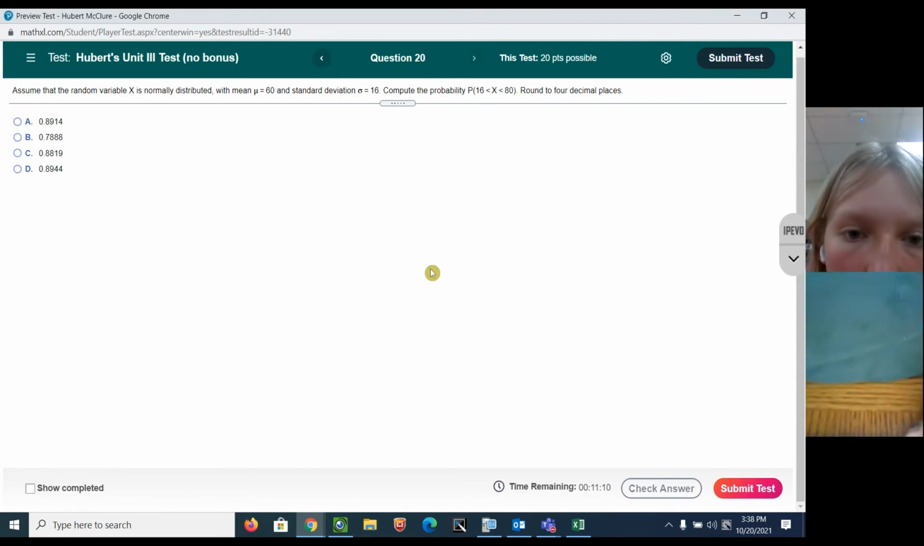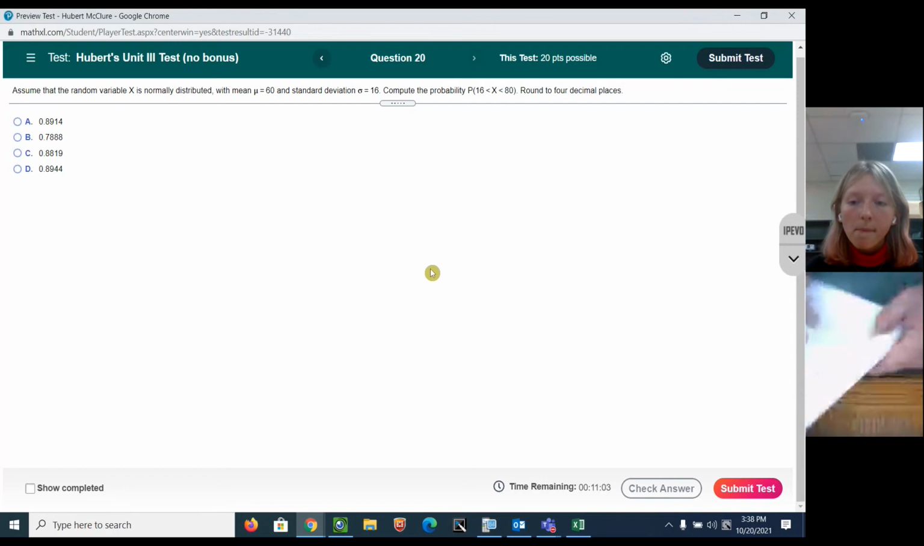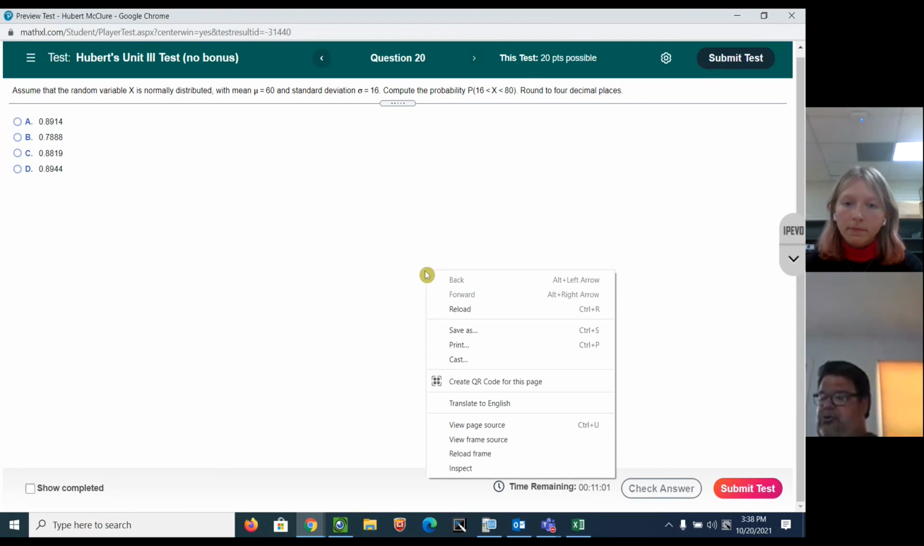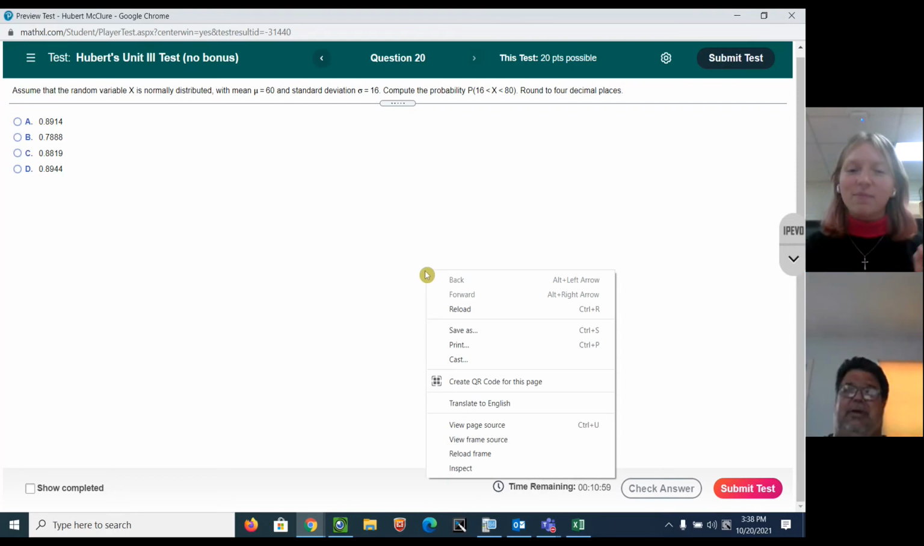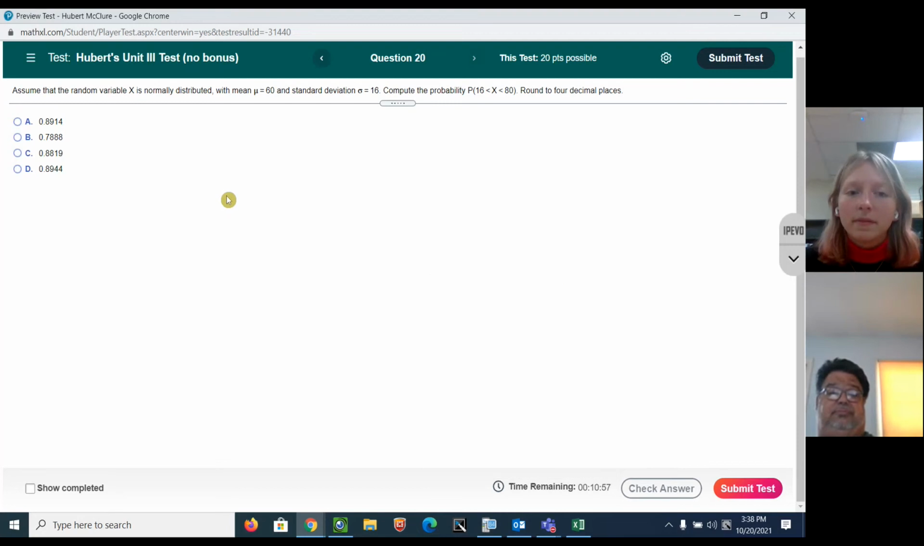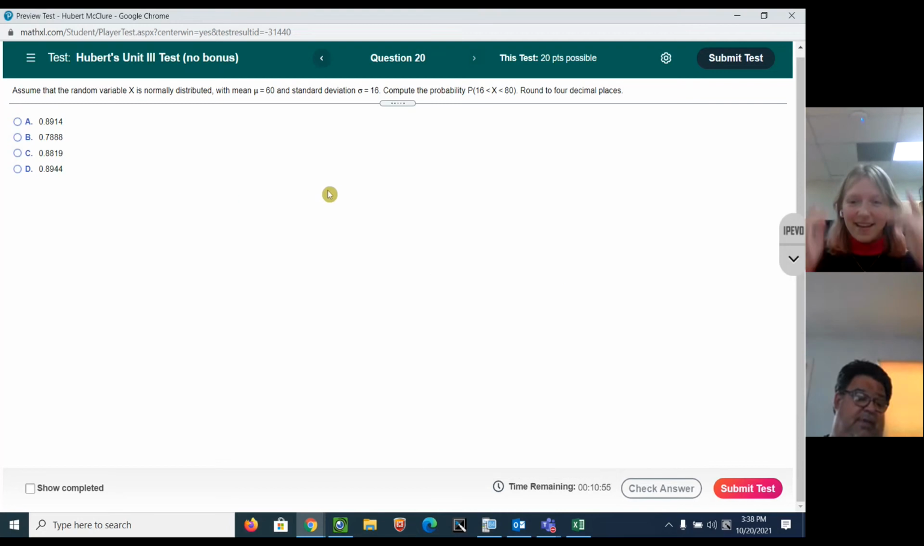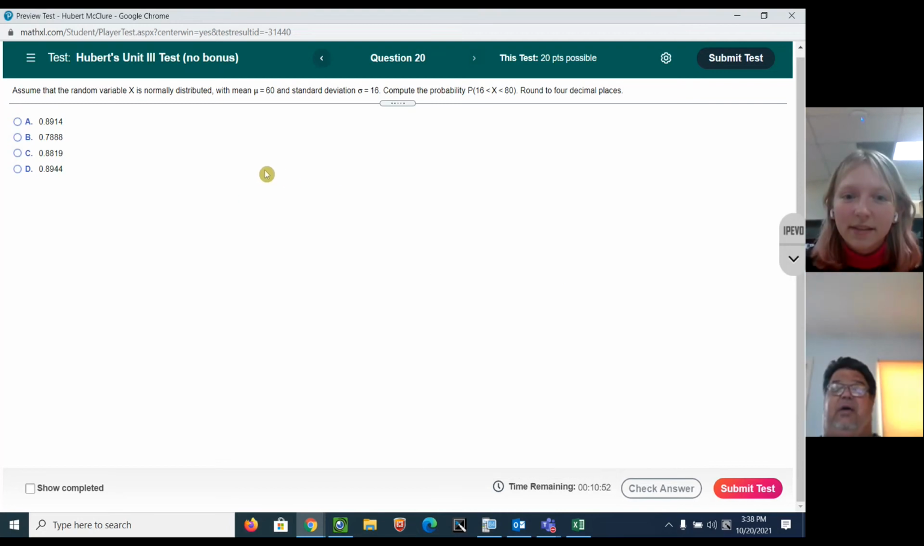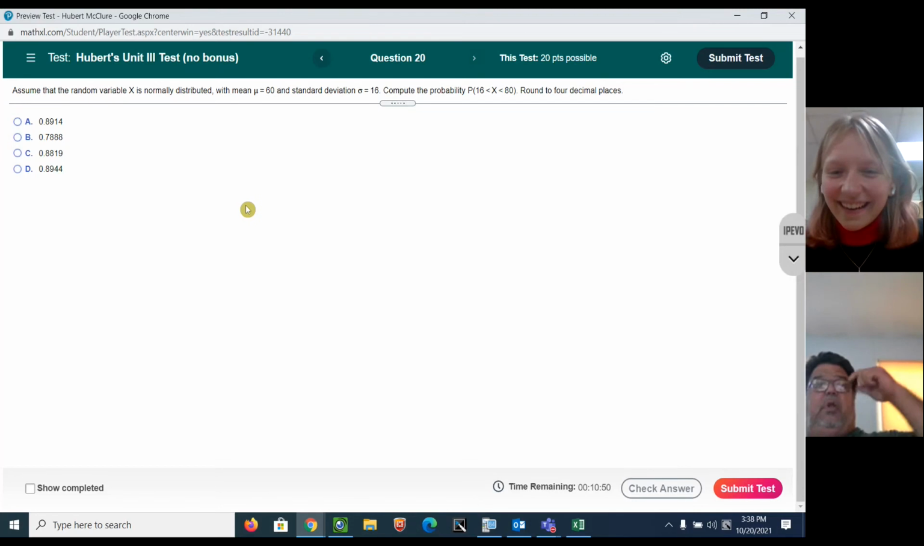And let me find a normal curve. There's one. Did you print these out, Miss Wiles? I do have them printed out. Did they help? They help, yes. I guarantee you half the class don't have them. I don't know how they're doing it.